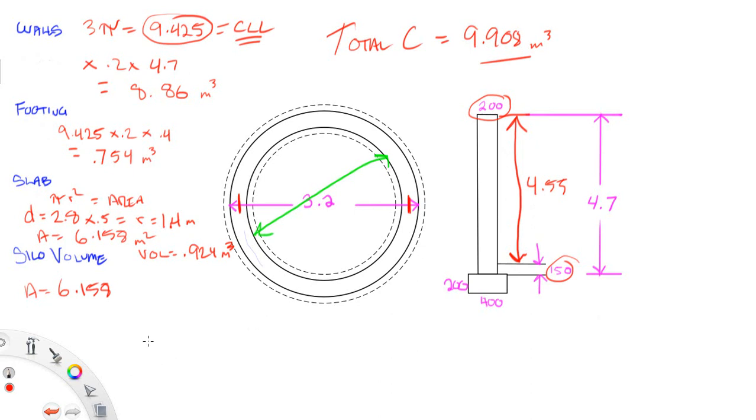We multiply that by the area of our silo, so we multiply 6.158 by 4.55, and we should have a volume of 28.017 cubic meters, or 28.017 kiloliters.